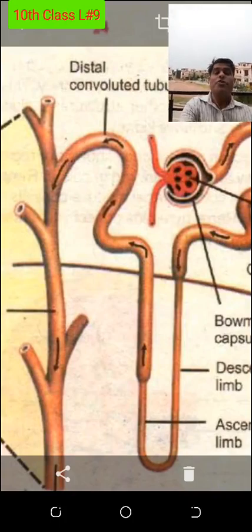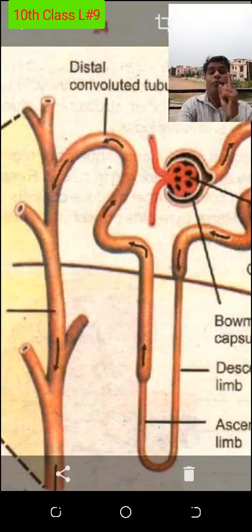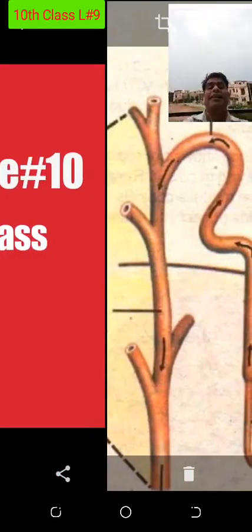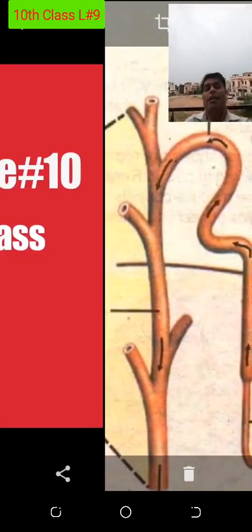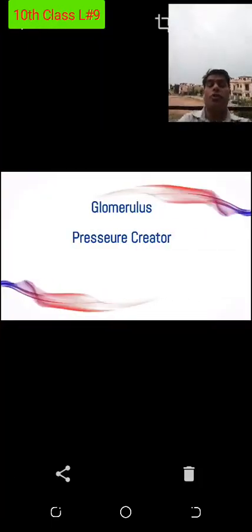By this way, the waste product plus water will go into the renal pelvis, the next part of the kidney, and the digested food you will not allow to move out of the body, otherwise the human becomes weak, and that is not good health-wise for the human body. Now I want to show you 2-3 slides.